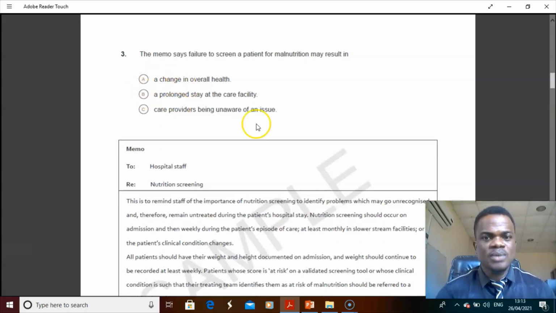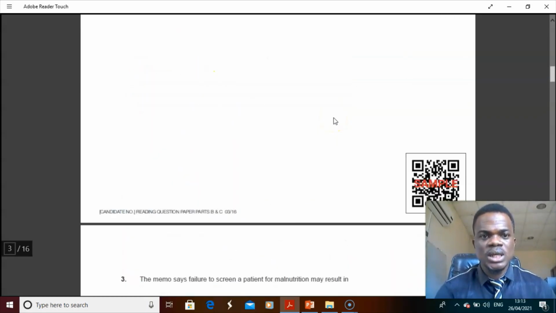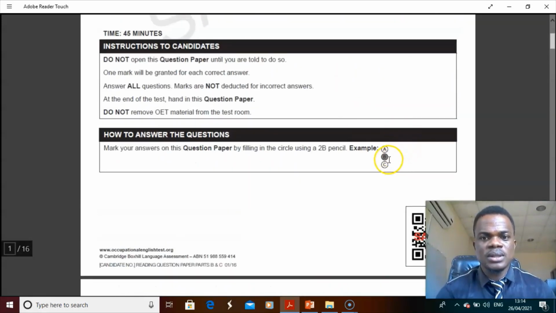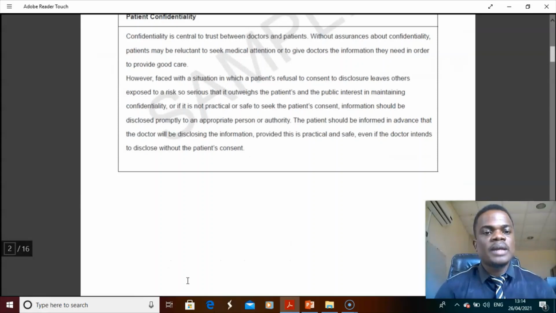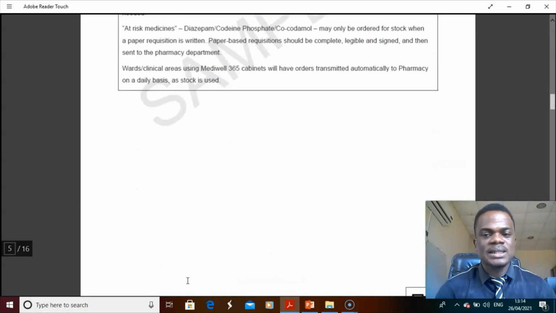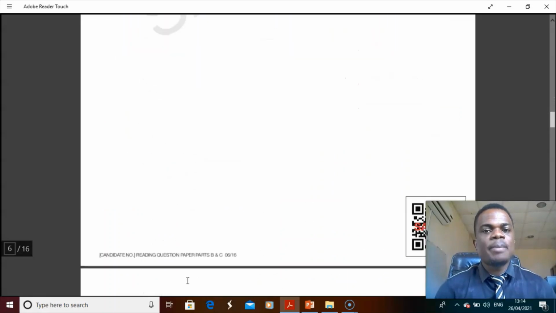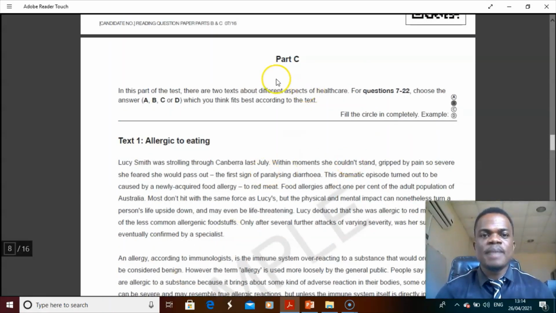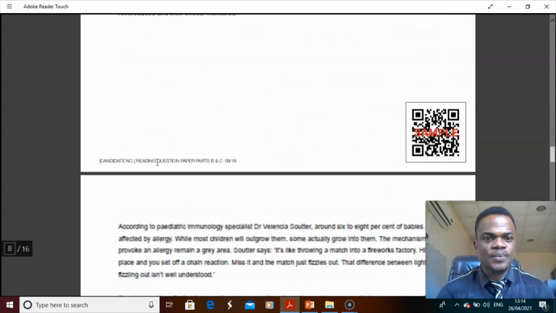In choosing the best option, you should know how to shade these options. They gave an example of how you shade these options, and so on and so forth till you answer the 6 texts in Part B. Then for Part C, you have 2 texts.